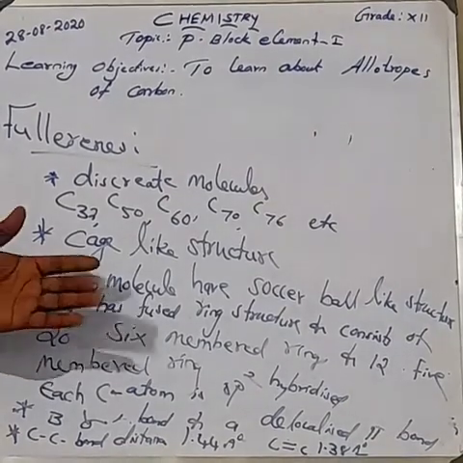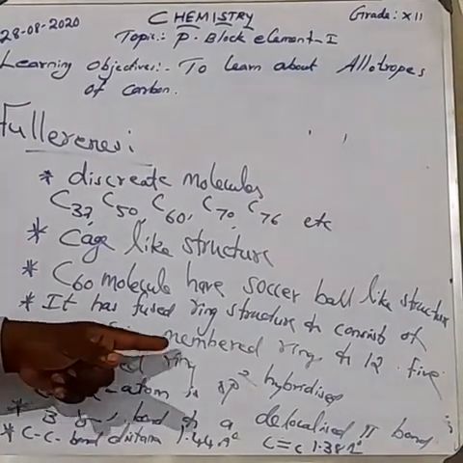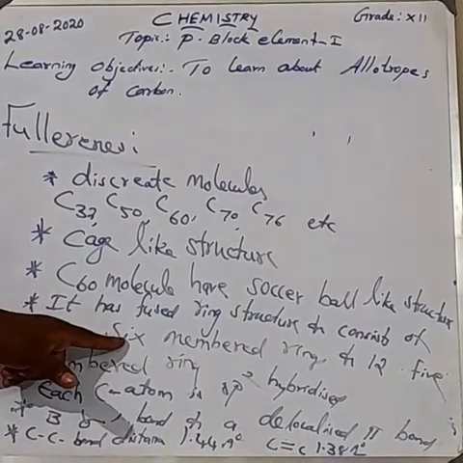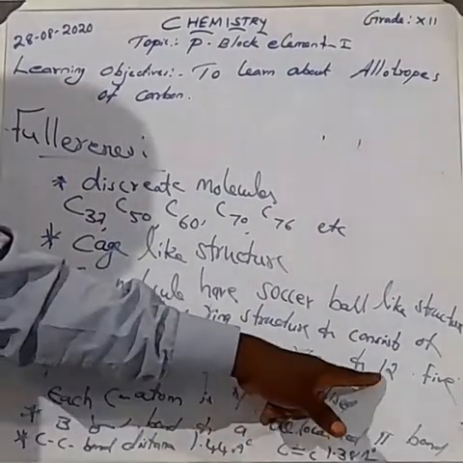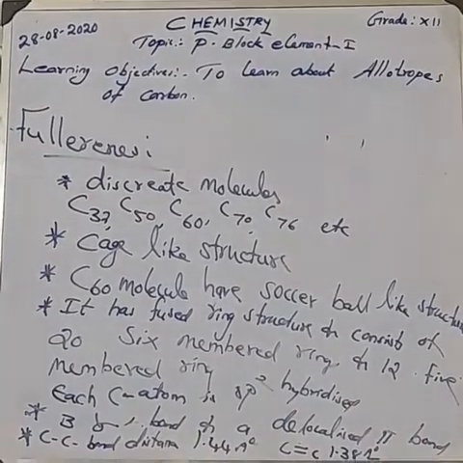How many six-membered rings here? 20. How many five-membered rings? 12 five-membered rings. It's a very important question.